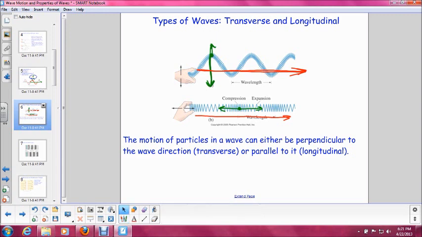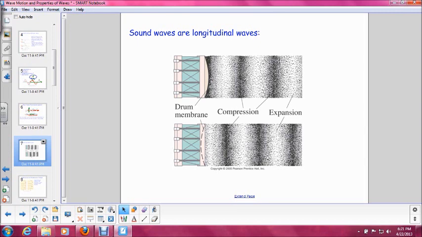An example of a longitudinal wave is a sound wave. So if you look at this picture of a drum, the way that a drum works is you hit the membrane or you hit the drum head and it moves back and forth. As it bends out, it compresses all of the air around it. Because those air molecules compress, they want to move forward into other air molecules and they keep bumping into each other.